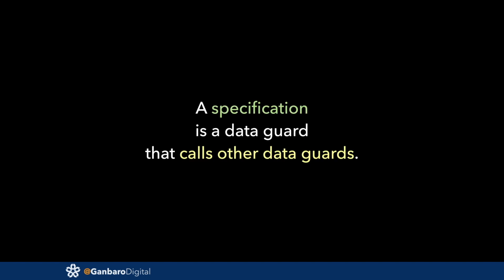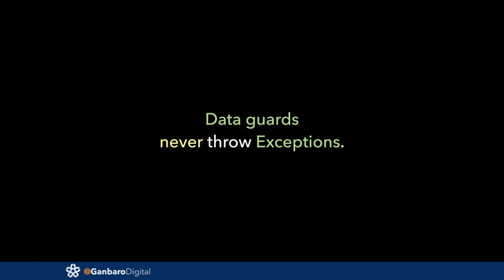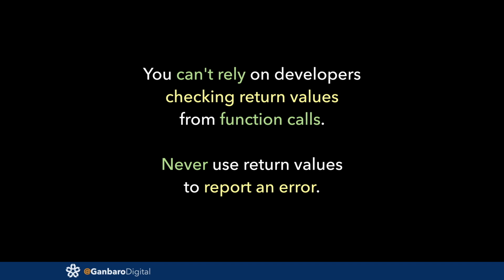And if you've got data guards that are built from other data guards, for example, an Amazon Prime customer, as someone who's a customer and is an Amazon Prime subscriber, we call that a specification. Now, it's not the job of data guards to detect errors and throw exceptions at all. But that's something that we've got to tackle because we can't rely on developers looking at return values of functions and methods to check for errors. It's not a reliable thing. If you want to make your code robust, it's a programming style you need to eliminate.